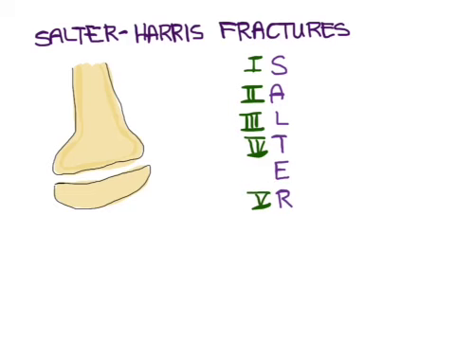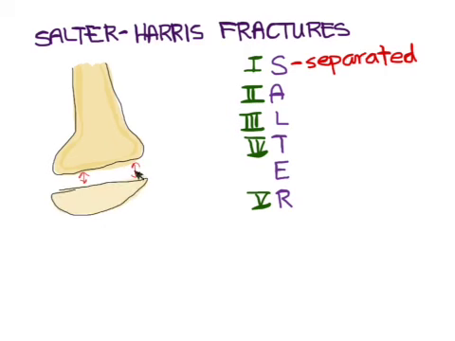So a type 1 Salter fracture is going to be one that comes through the growth plate, and that S stands for separated. What you might see on the x-ray is that this space is actually opened. It can be very subtle to see on the x-ray, but this space actually widens, and that's type 1.